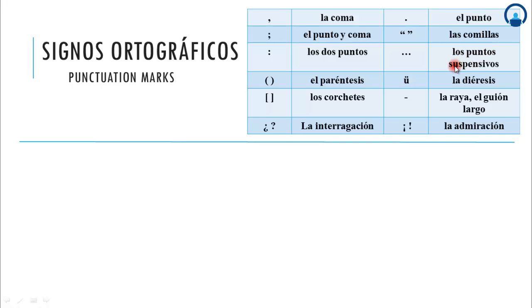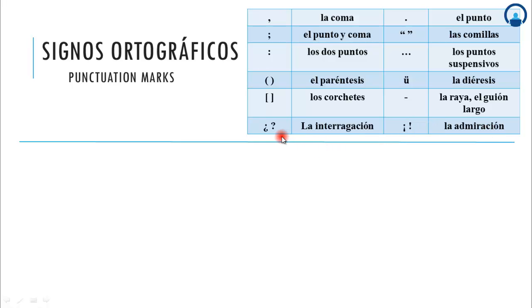Los puntos suspensivos. There's a symbol with two dots over the letter U, and that's called la diéresis. Next, the hyphen is called la raya or el guión largo. And last, the exclamation symbol, la admiración.